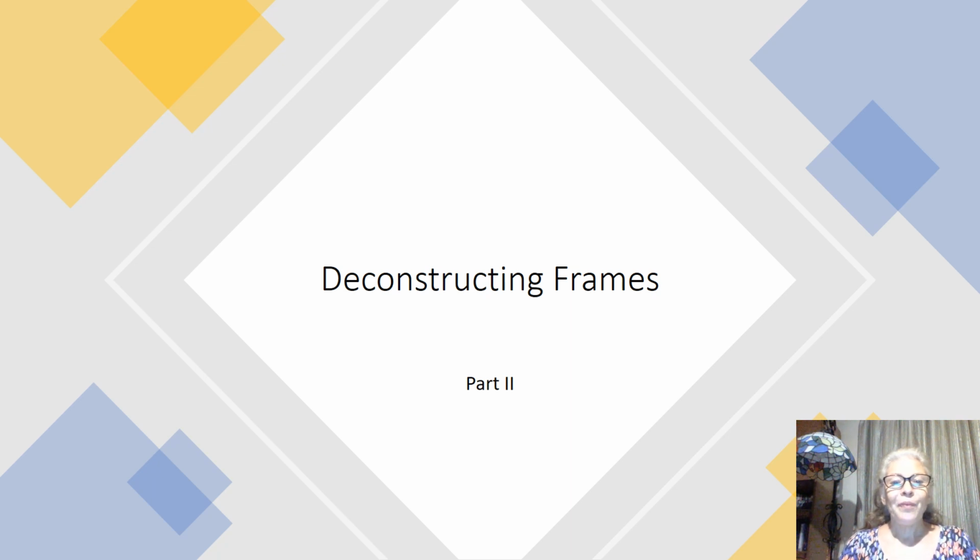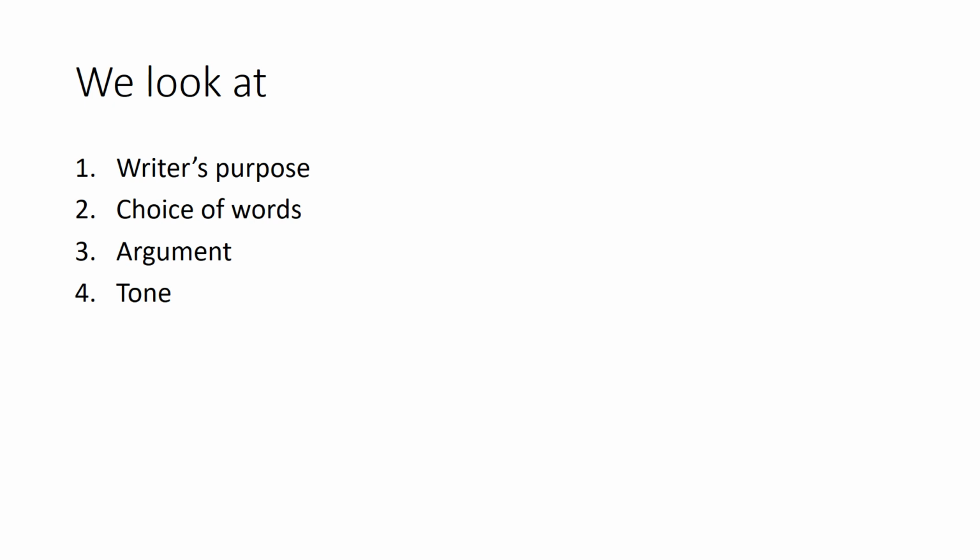Hello everybody. Now it is time to continue deconstructing frames. This is part 2 of the previous lecture that we have done before. Remember last time when we were speaking about deconstructing frames, we said that we look at writer's purpose, choice of words, and this is what we did last time. Today we're going to be looking at the second two elements that we look at, which is argument and tone.